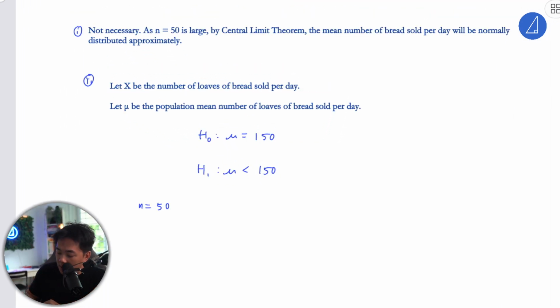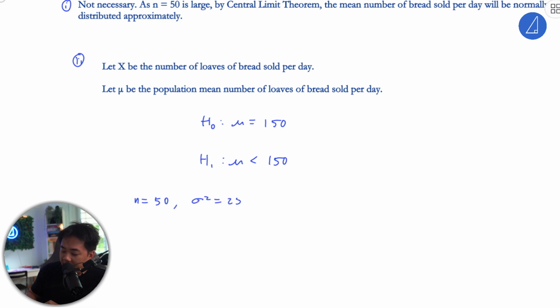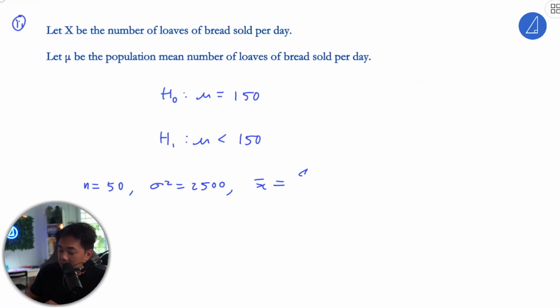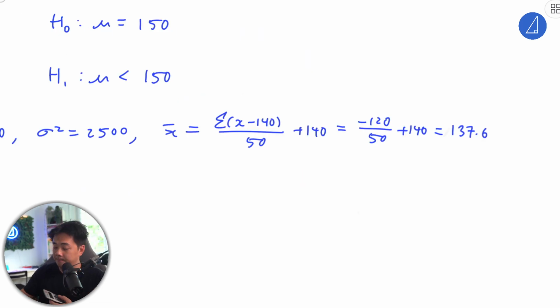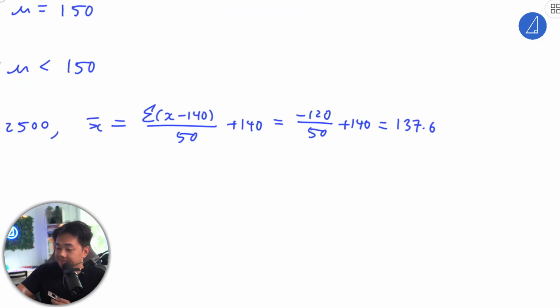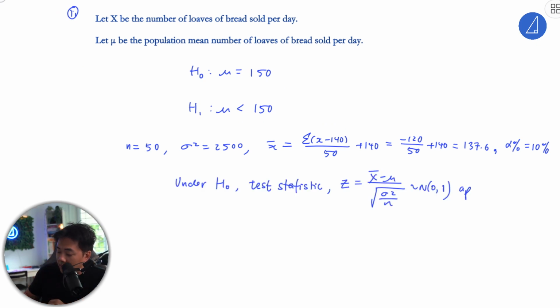n is 50. Your variance sigma square is 2500. I'm going to write everything down. Then X bar from sampling, we know this will just be the sum of (X minus 140) divided by 50, then you add back 140. Because each data point you minus off 140, then you just add back 140 for each data point. Right, that's it. Then what we need to do next is alpha, which is 10%. So from here, under H naught I'm going to write the test statistic. You need to write approximately by central limit theorem. Okay, that's it.